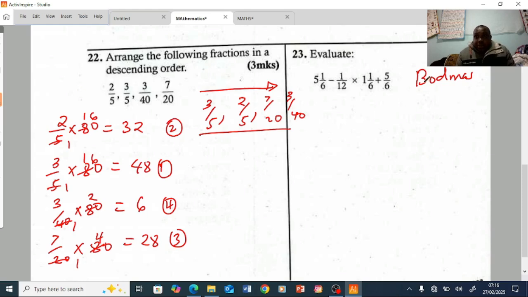We start with brackets, no brackets. We start with division, no division, multiplication. We are going to multiply here and here first. 1 over 12 times, let's convert this mixed fraction into improper. 1 times 6, 6, that is 7 over 6.